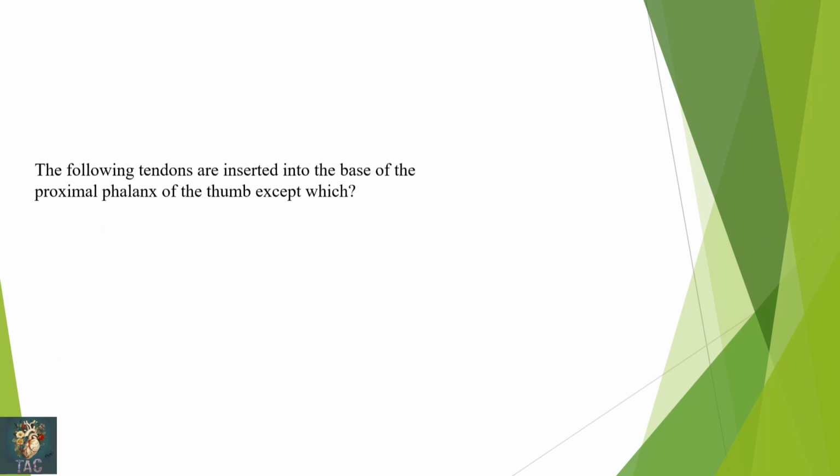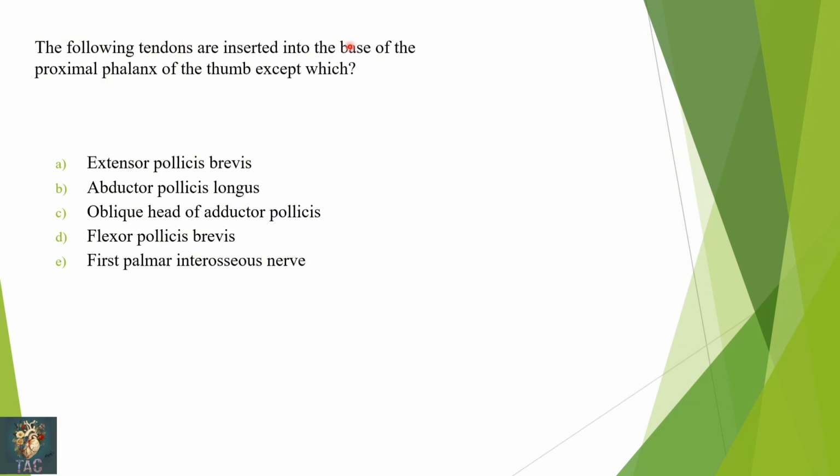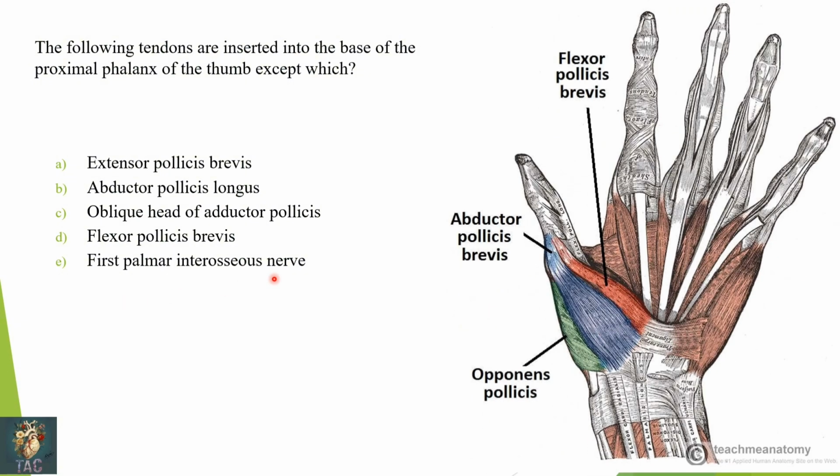Next question is, the following tendons are inserted into the base of the proximal phalanx of the thumb except which? The extensor pollicis brevis, abductor pollicis longus, oblique head of the adductor pollicis, flexor pollicis brevis, first palmar interosseous.